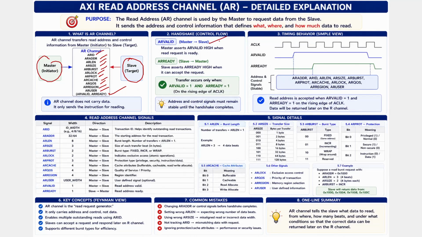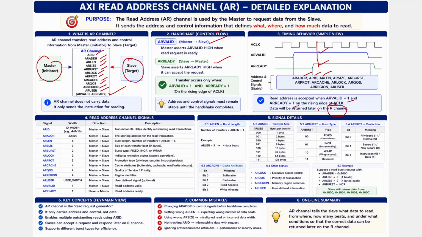The master sends the valid signal and the slave sends the ready signal. Based on that, we will know whether the transaction is happening or not. See, at the edge of the clock, the valid signal should be high and the ready signal should be high. Then only the data transfer happens, based on the address signal, ID signal, length, and all these signals. So when ARVALID is high and the ready signal is high at the rising edge of the clock, only then we sample the data. After that, we return the data on the R channel. So the R channel gives the data.